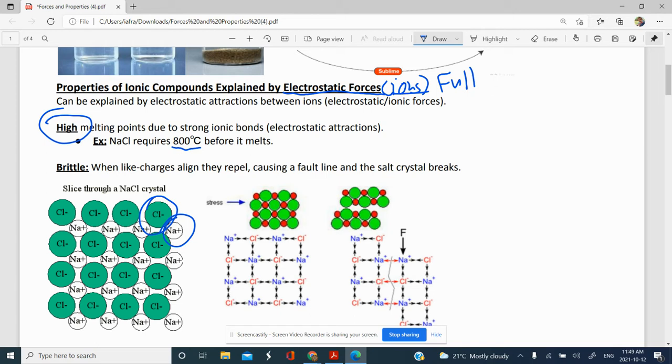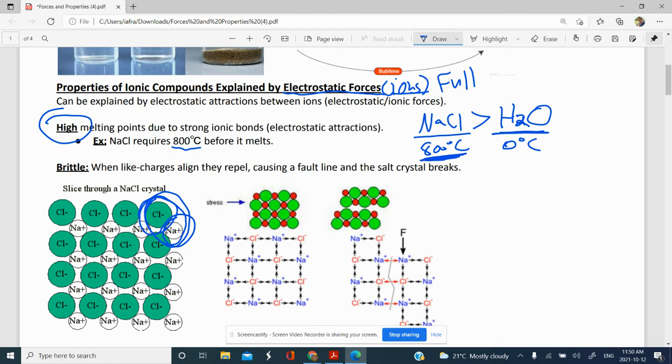If I was comparing two compounds, let's say NaCl versus something covalent like water, NaCl is going to have a higher melting point just because that attraction between the ions is very, very strong compared to the hydrogen bonding that might exist in H2O. So the melting point here is 800 degrees Celsius, and the melting point for water is 0 degrees Celsius. And when I say melting point, I mean to go from solid to liquid. So ionic compounds have the highest melting points and boiling points because of their full ion attractions.